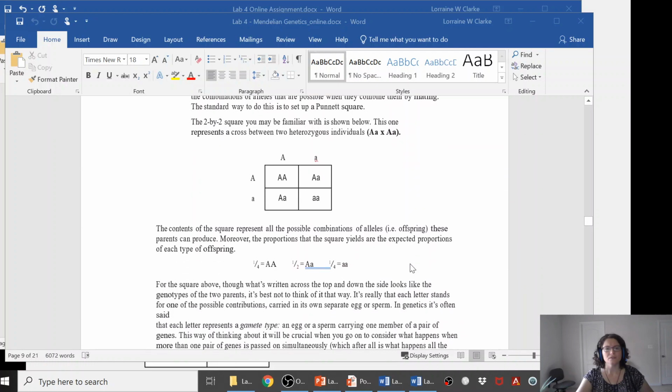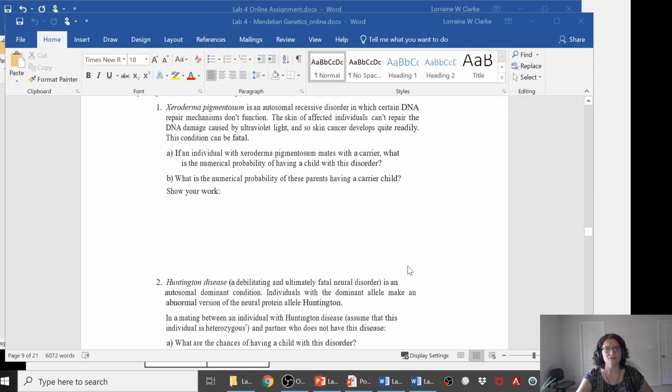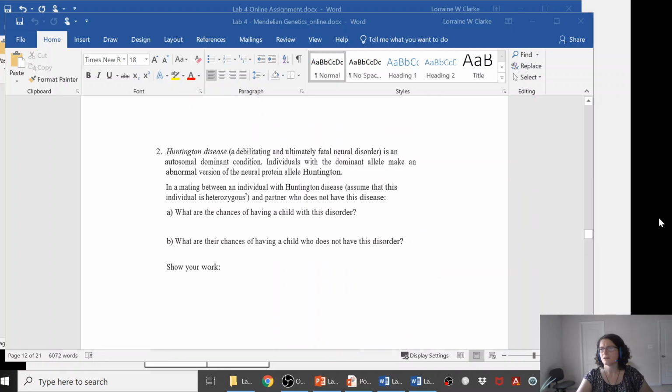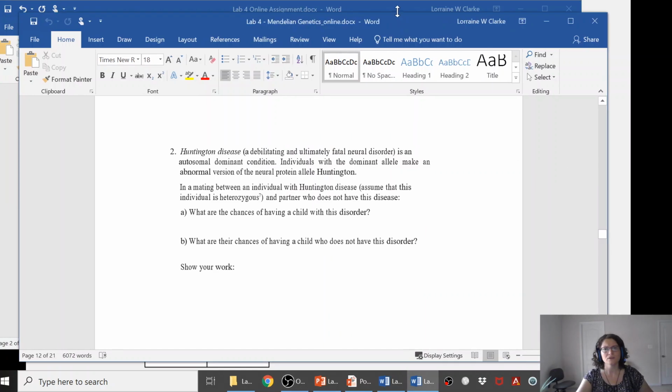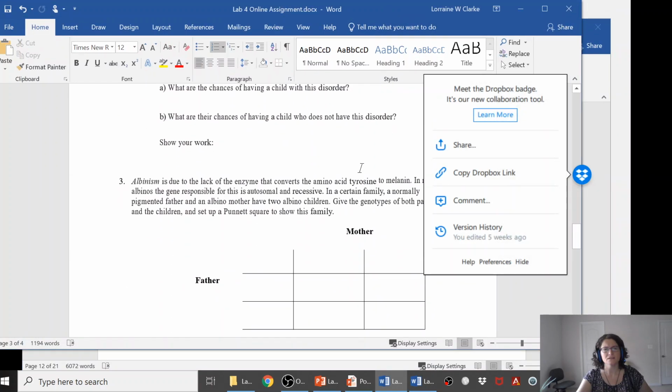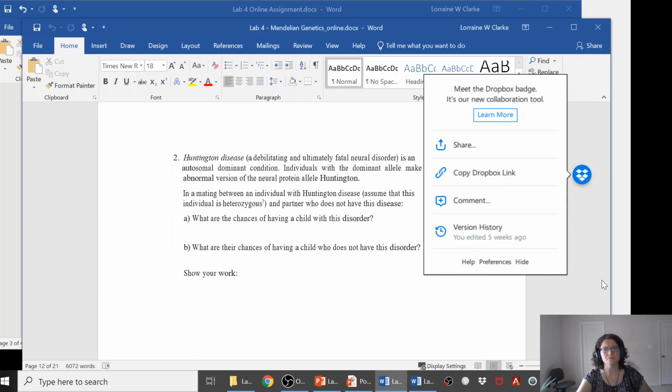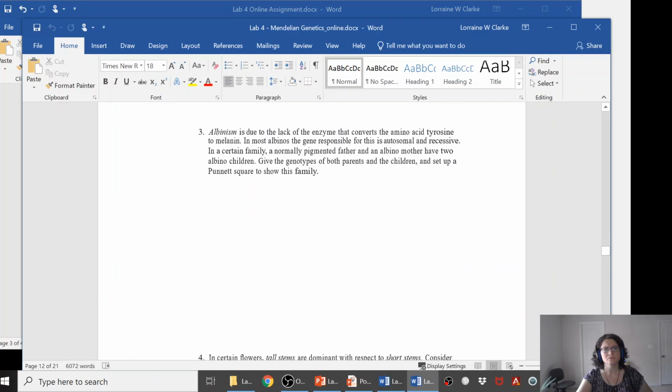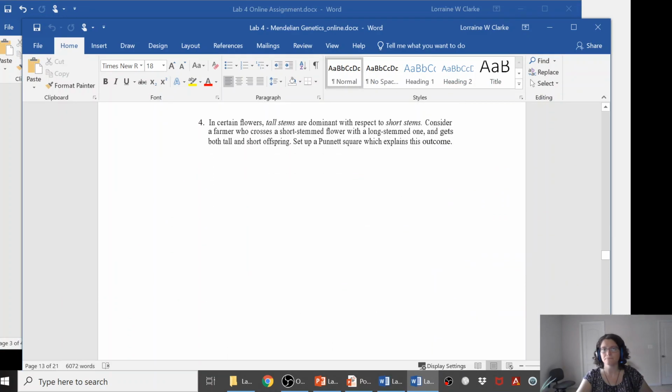Now we're going to do some of these basic things. I'm going to start here. Let's see. Find one that's not on here. Okay. Huntington's, albinism. Okay. Let's do this one together, okay? So this one, let's talk about tall stems being dominant to short stems.